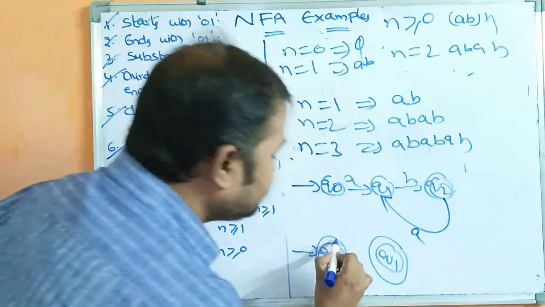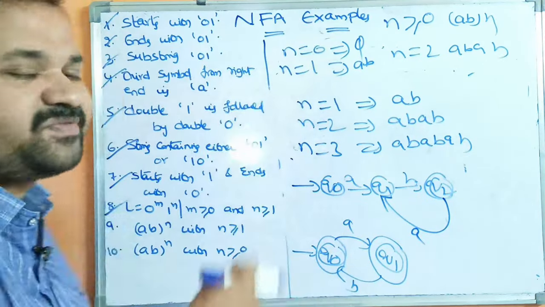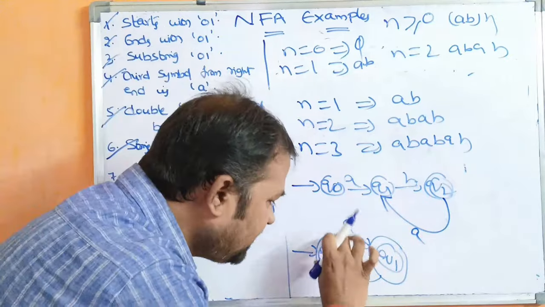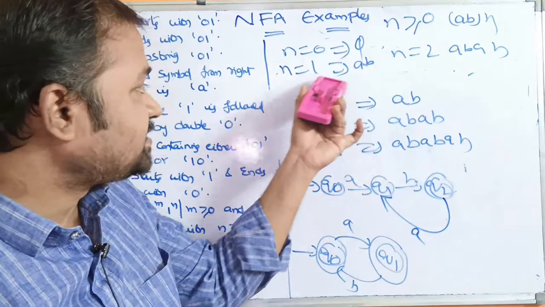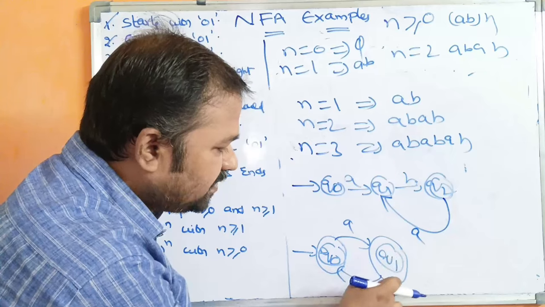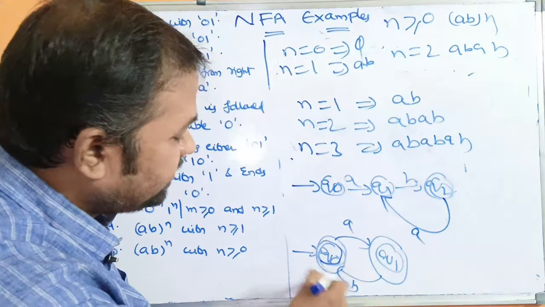Okay. So let us apply A here, B here. First one is N is equal to 0. That means here we didn't apply any symbol, but we are at the final state only. The initial state is the final state. Next, AB. If we apply A on Q0, we will go to the Q1. Next, if we apply B on Q1, we will move to the Q0. So Q0 is nothing but the final state.